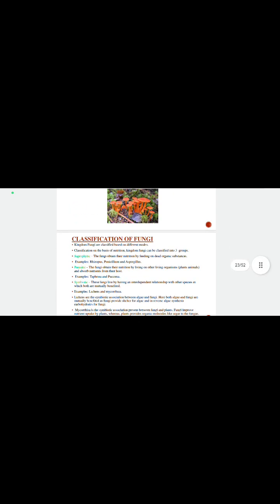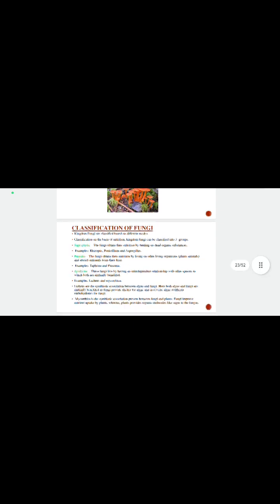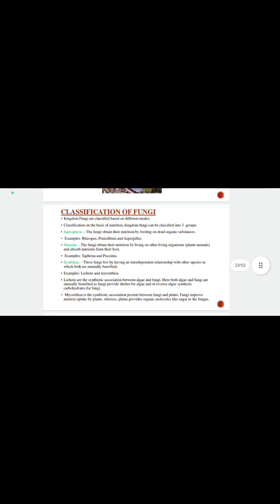Then the classification. Kingdom fungi are classified based on different modes. Classification on the basis of nutrition: kingdom fungi can be classified into three groups: saprophytic, parasitic, and symbiotic. Saprophytic means they obtain their nutrition by feeding on dead organic substances. Examples are Rhizopus, Penicillium, and Aspergillus.